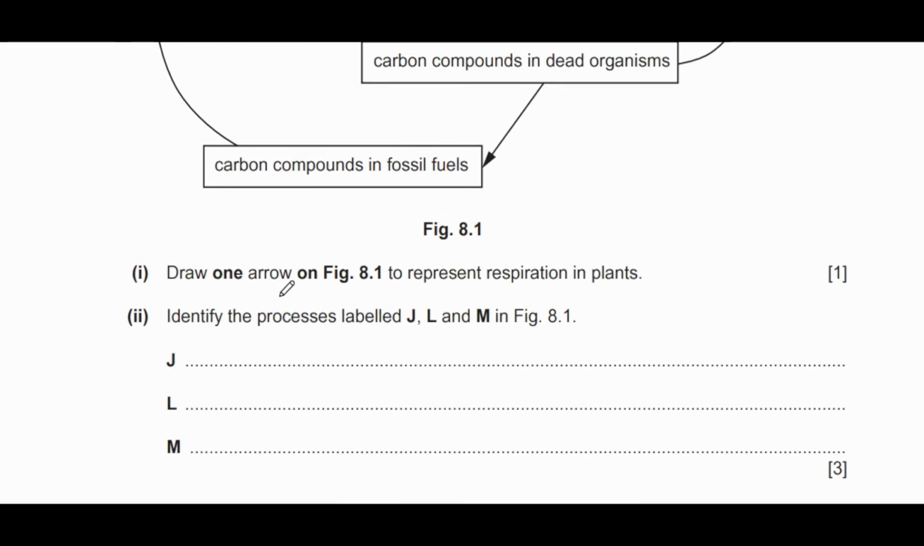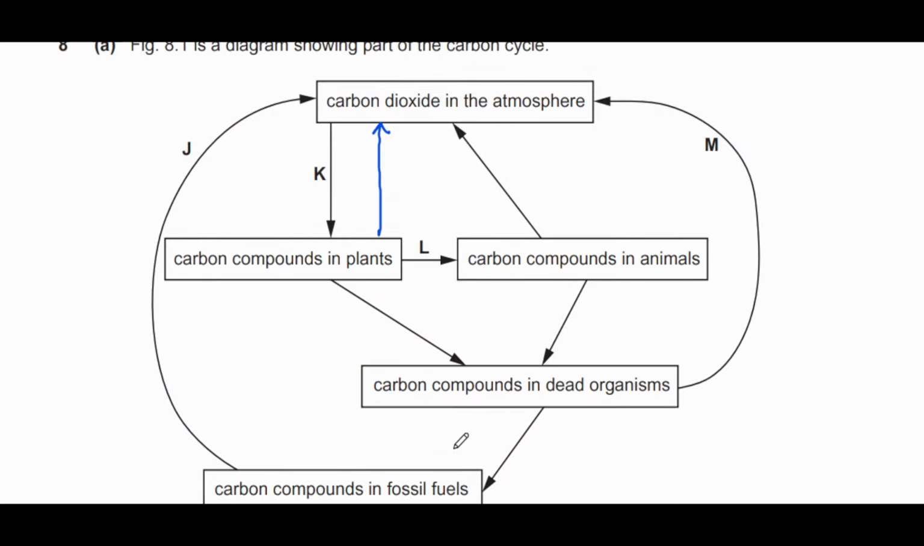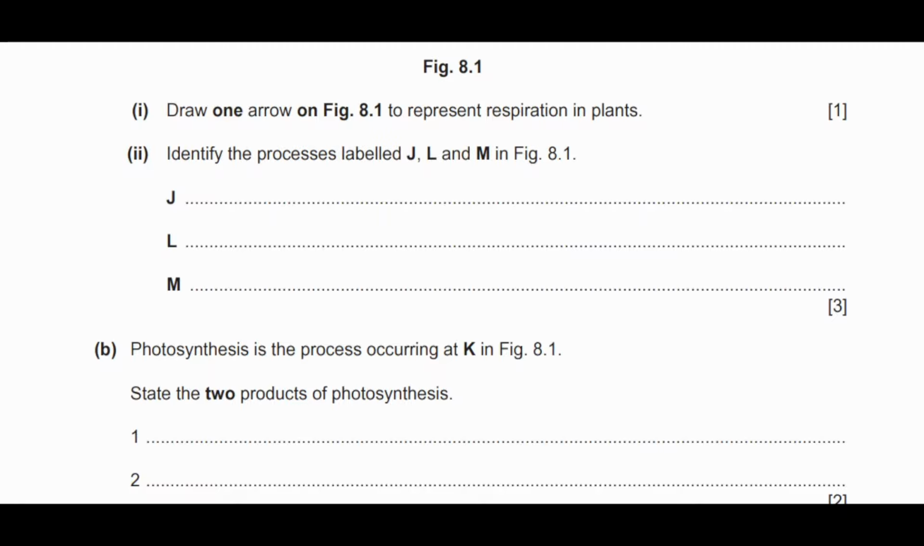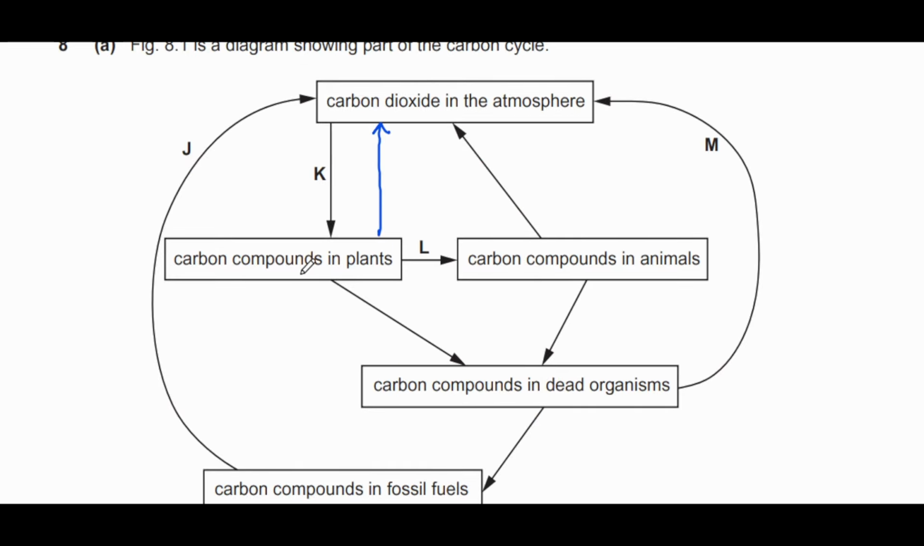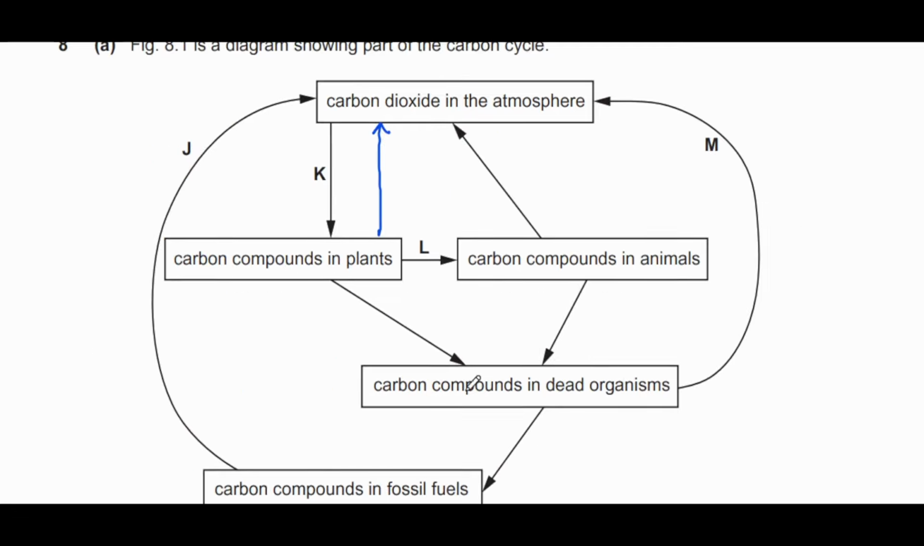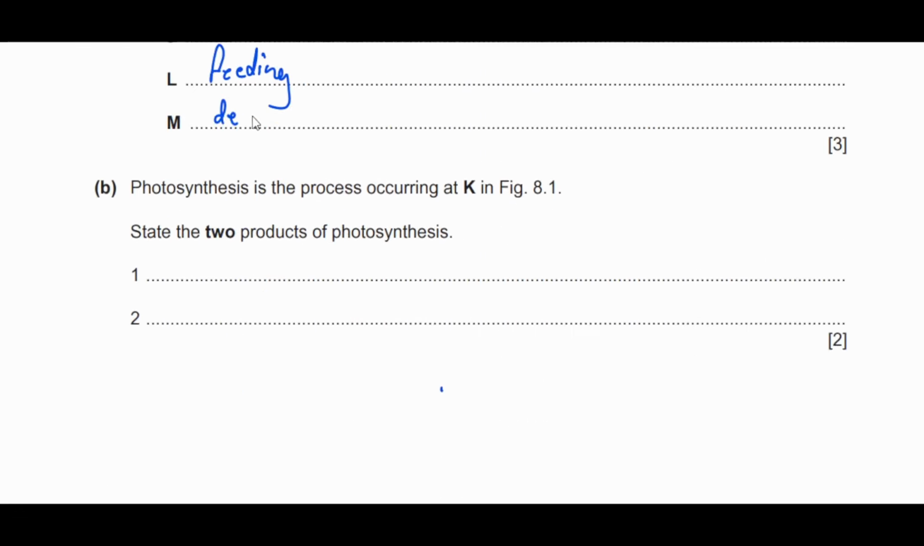Okay. Now, identify the processes labeled J, L, and M. So what is J? From fossil fuels to carbon dioxide in the atmosphere, this would be combustion. Right, you burn stuff. Combustion. L is carbon compounds in plants to animals, would be feeding. Right, the animals feed on the plants. And M is dead organisms to atmosphere, decomposition.